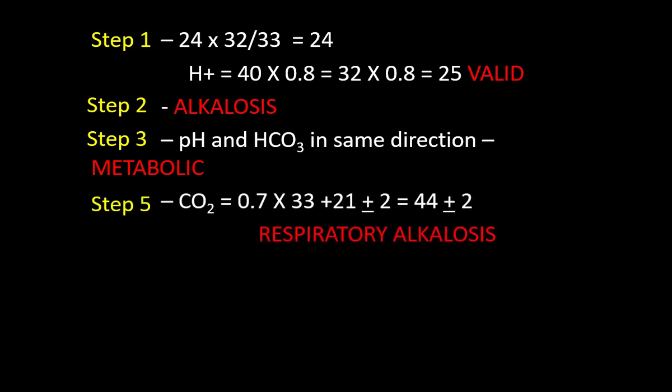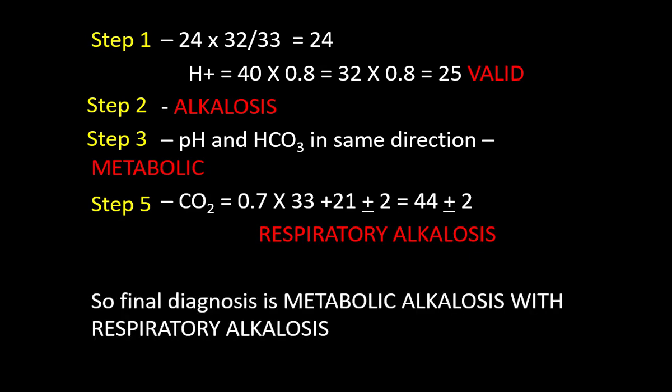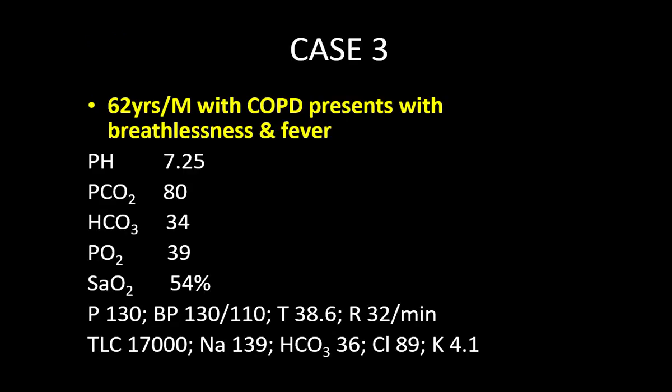Step 5, what should be the CO2? 0.7 into 33 plus 21 plus minus 2 is equal to 44 plus minus 2. So what is it? Respiratory alkalosis. So the final diagnosis is metabolic alkalosis with respiratory alkalosis. It should be the last case.